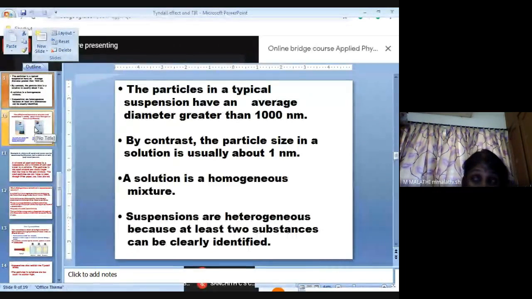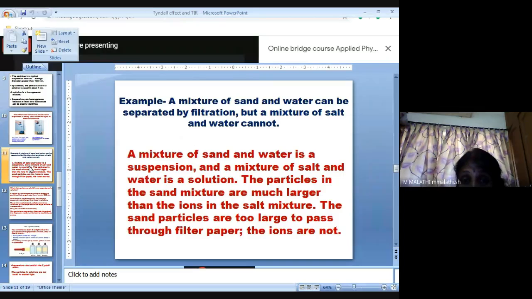In a suspension, the particle sizes are huge, so when it is mixed with the solvent, the particles settle down and precipitate, because the particle size is of the order of 1000 nanometers. Then there is another type of liquid, the colloid, that we will see.